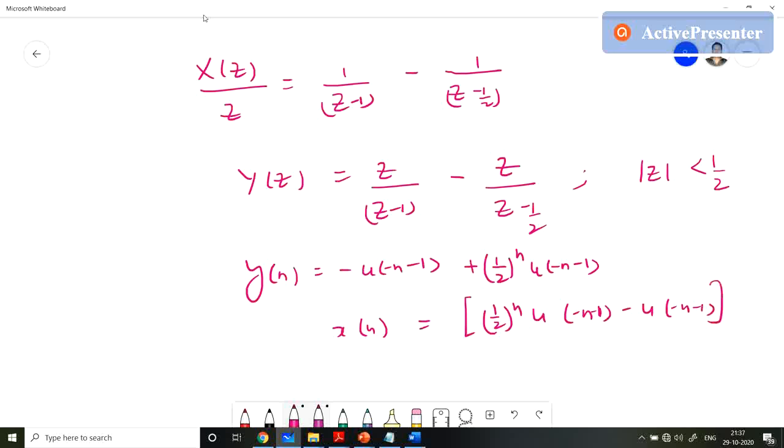Sorry, this is y(n). So we have this y(n), we can take u(minus n minus 1) common, and this is the final solution. So this is x.